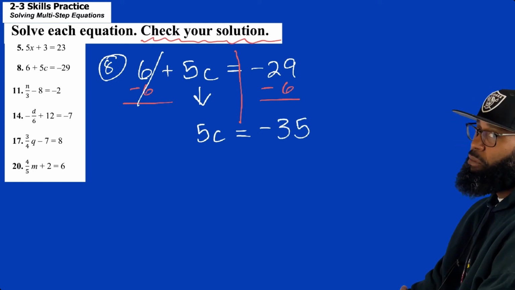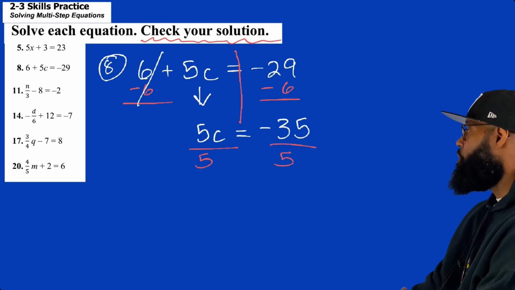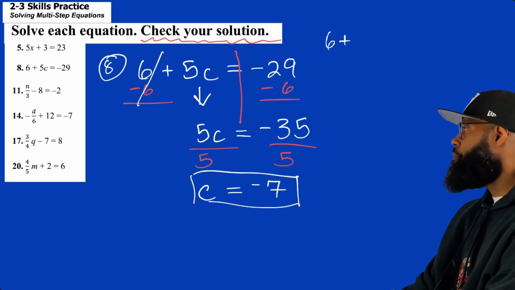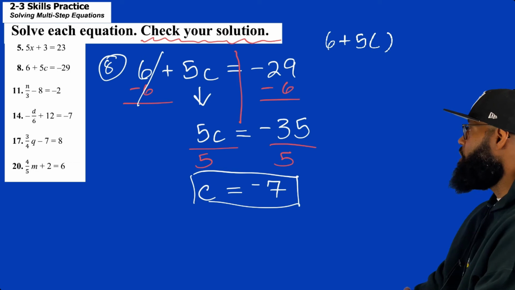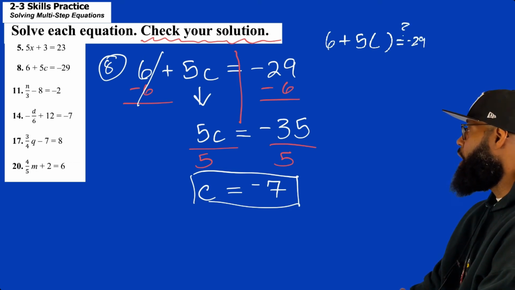And that's where, of course, a mistake could come, but again, practice, practice, practice, right? So what number times 5 is negative 35? Well, 5 times 7 is 35, so it must be 5 times negative 7. C is equal to negative 7. And here goes my check. 6 plus 5 times C is equal to negative 29. And again, I got negative 7.